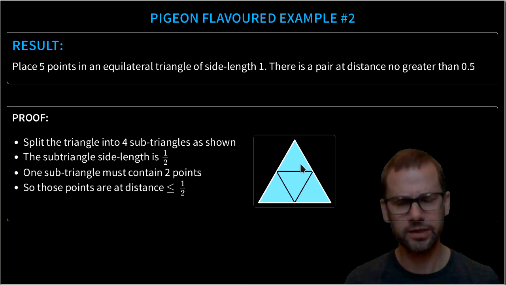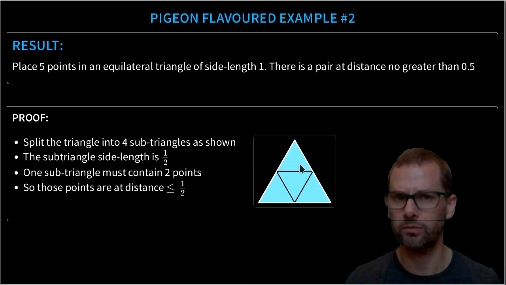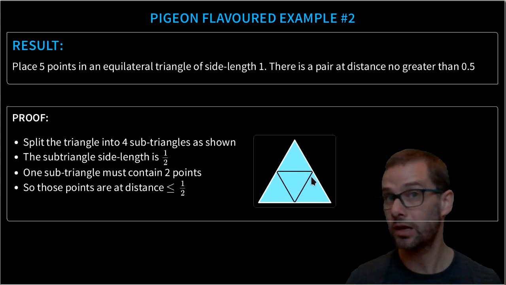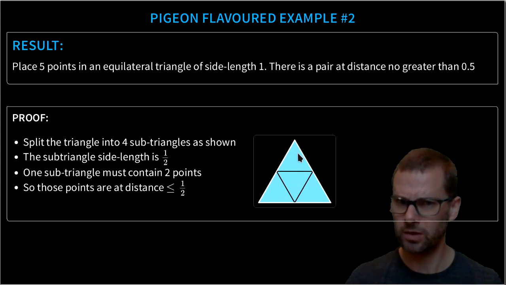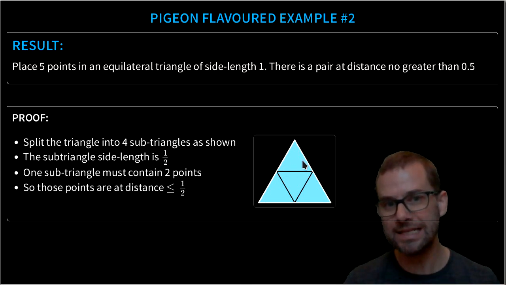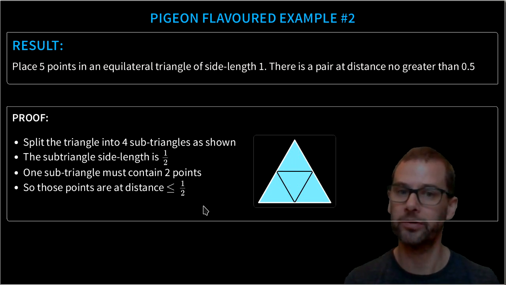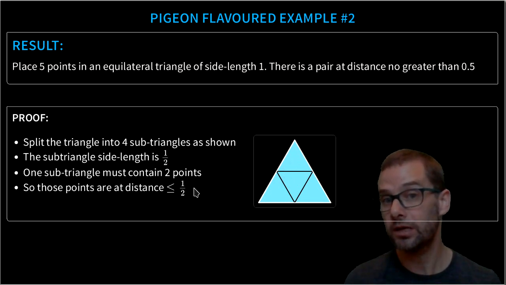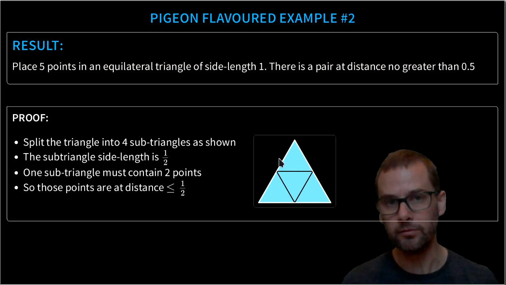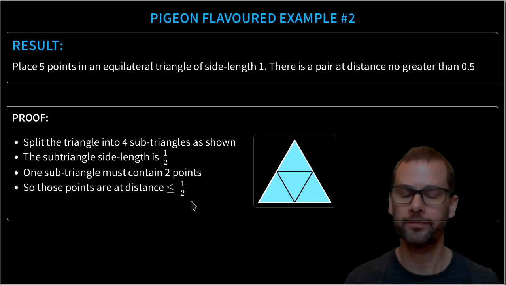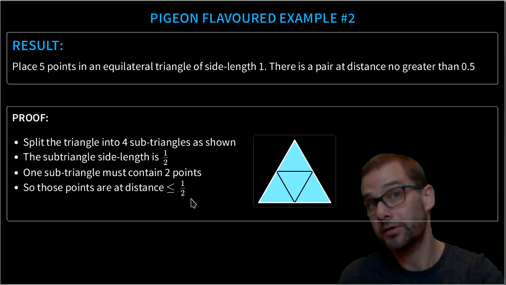So if I put points down, doesn't matter how I put the points down, one of these triangles has to include 2 points, because I've got 5 points and 4 triangles. So one of these triangles must contain 2 points, and the points inside that little triangle can't be further away than a half. So the 2 points inside that triangle have to exist, just because there are 5 and 4 triangles, and the 2 points can't be separated by more than a half. And that gives us the result.